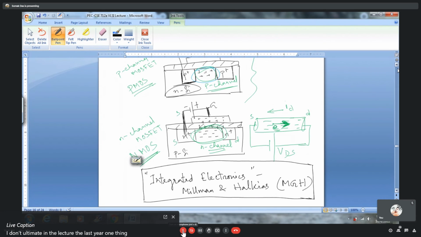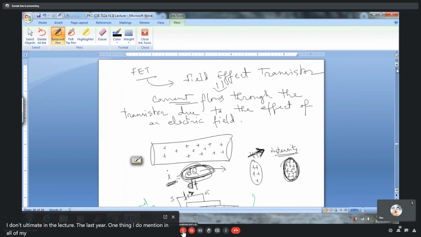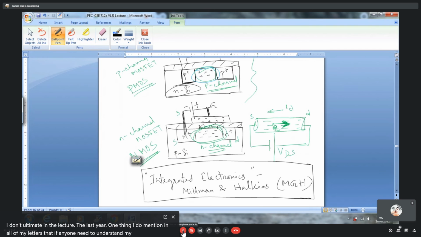One thing I mention in all of my lectures: if anyone understood my lecture and can write it in his or her own words, that will be sufficient. If you do not move into the details of this book for exam purposes, then if you can jot down my lecture, try to understand it, write it in your own words, and use these diagrams for explaining, that is more than sufficient. Okay?